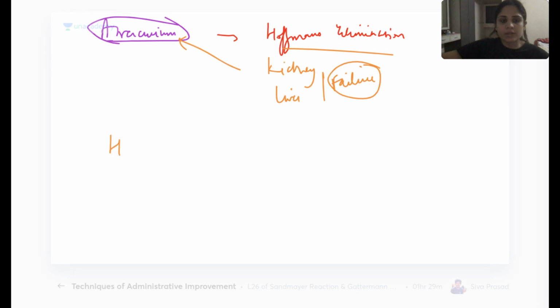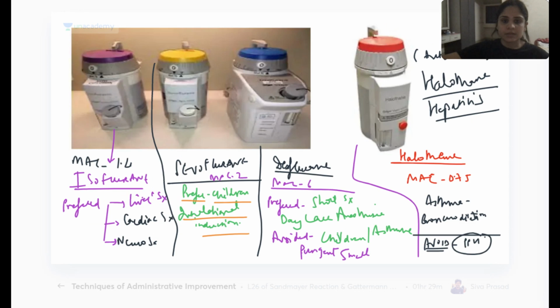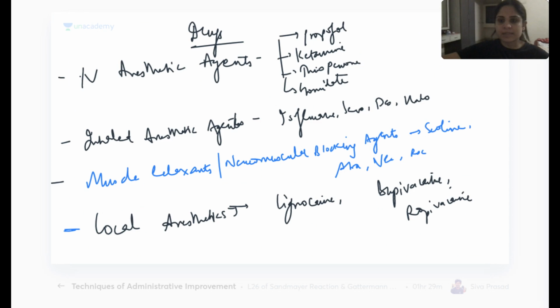Second important thing about atracurium is it releases histamine. Because it releases histamine, it can cause a fall in blood pressure, and it can cause allergic reactions. So it can cause all those things. All right. So these are all our muscle relaxants.